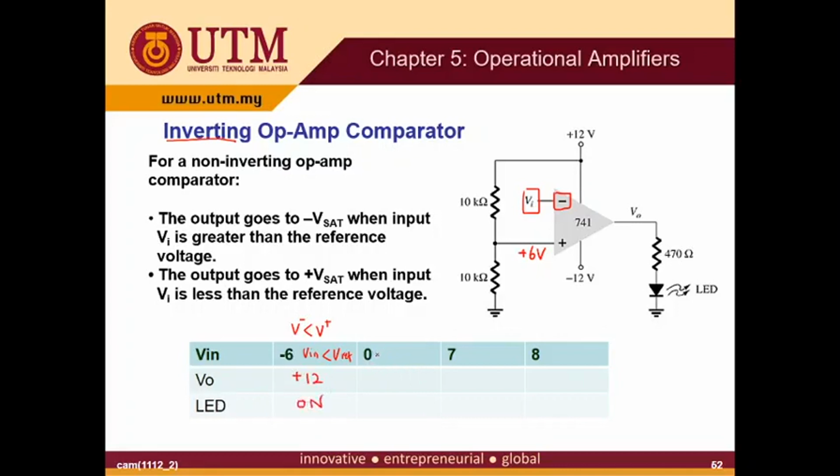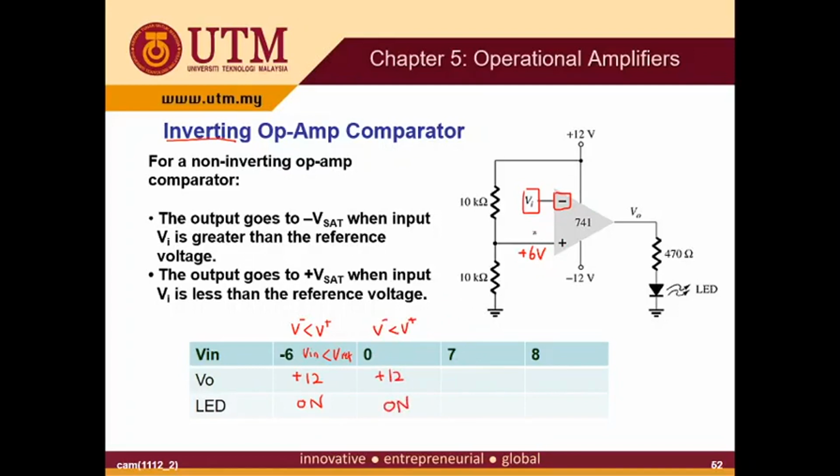The same situation applies when V in is 0. Your V plus is larger than V minus, or in other words, V minus is lower than V plus. So the output is plus 12 volt and the LED is on.